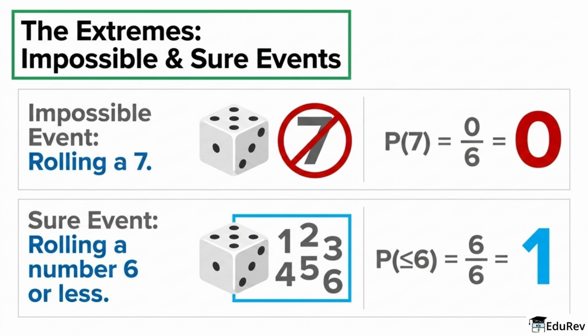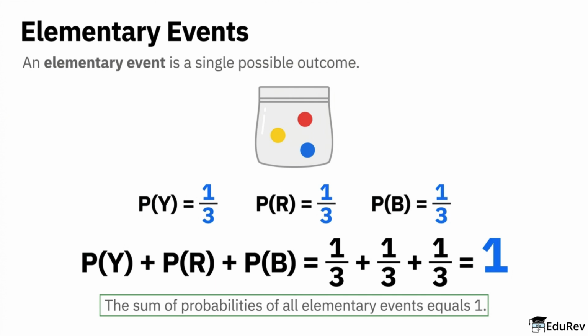What happens when we take all the individual, guaranteed outcomes of an experiment and add them together? This brings us to elementary events. An elementary event is a single possible outcome. Imagine a bag with one yellow, one red, and one blue marble. The probability for each individual color is 1/3.